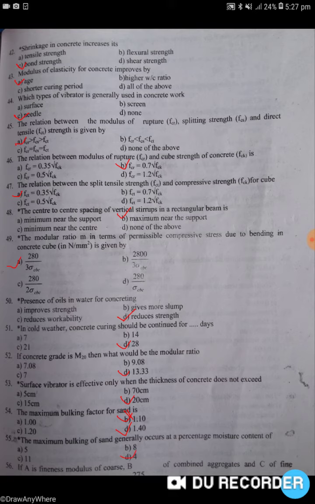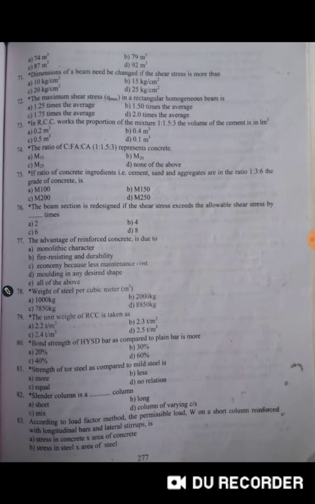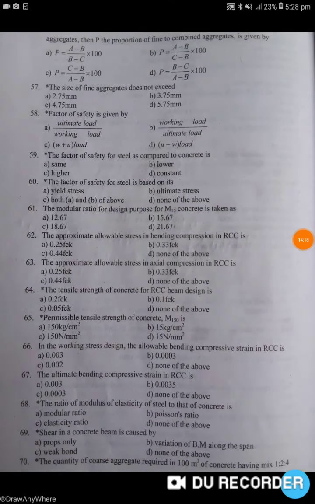Next question: if A is the fineness modulus of the coarse aggregate, B is the fineness modulus of the fine aggregate, and C is the fineness modulus of the combined aggregate, then P, the proportion of the combined aggregate, is given by... let's see the next page. The answer is A.